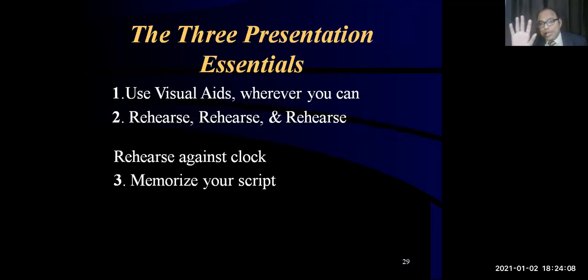Three presentation essentials. Use visual aids wherever you can. Rehearse, rehearse, rehearse, and rehearse against the clock. Check the time and memorize your script. Whatever presentation you are giving, it should be memorized well, so that you can speak with fluency and with grace.